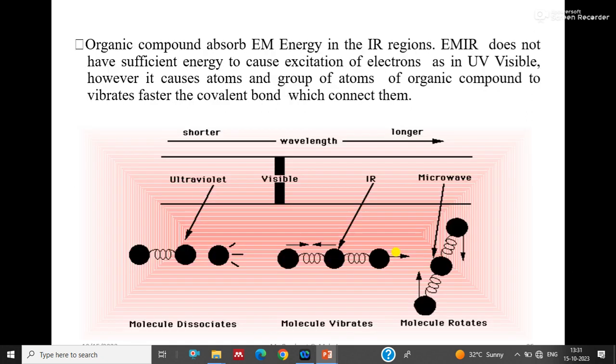So next, organic compounds absorb electromagnetic energy in the IR region. As earlier I have explained, the UV visible region causes electronic excitation due to sufficient energy, but in this case IR radiation causes only vibration in the atoms present in the molecule. So you can see in the ultraviolet visible region there is electronic excitation. In case of the infrared region there is vibration. In the case of the microwave region there is rotation.